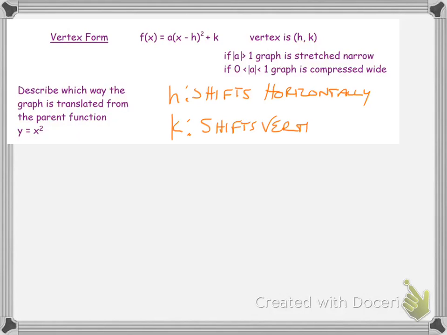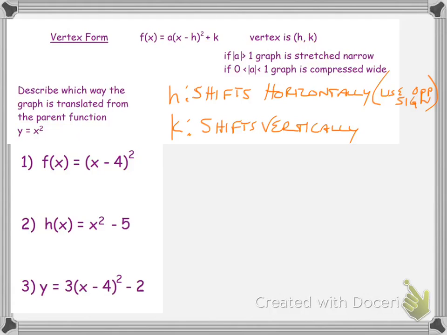But if you notice in the formula, this is a x minus h. So what that means is that you're going to use the opposite sign of what's in the function to shift it horizontally that way. The k you won't. The k you use the sign that is there.